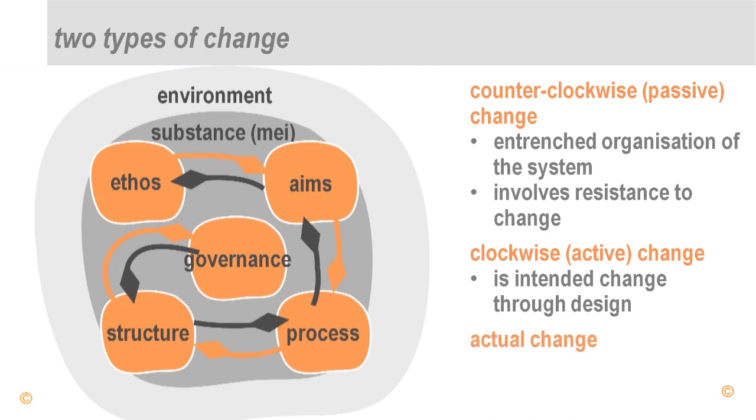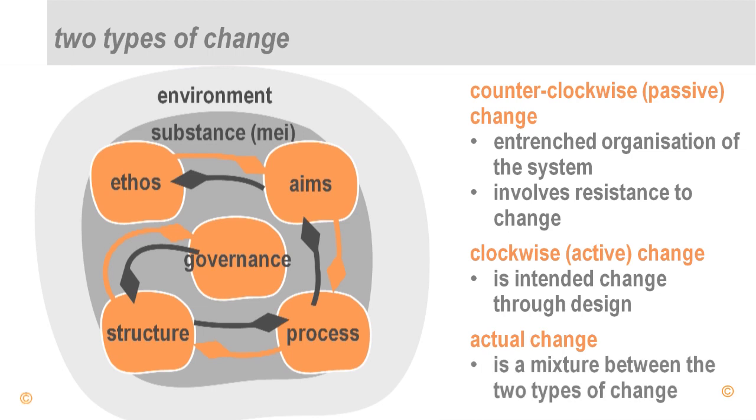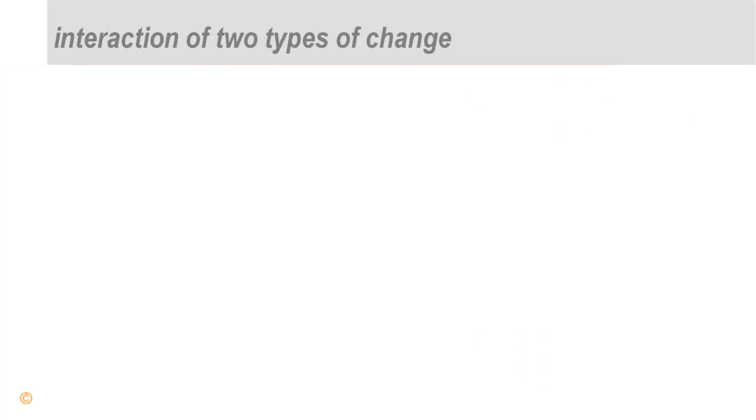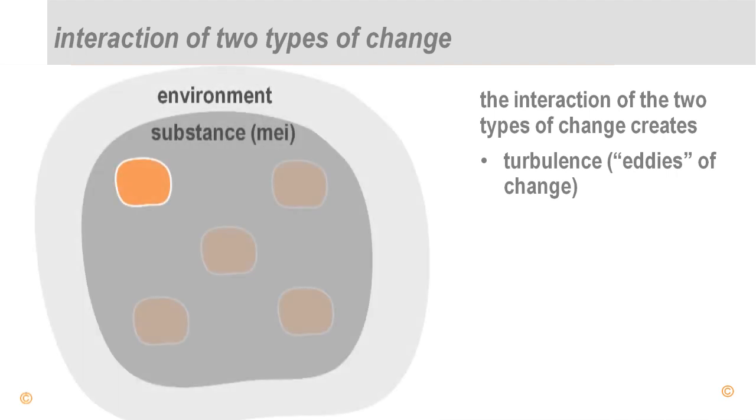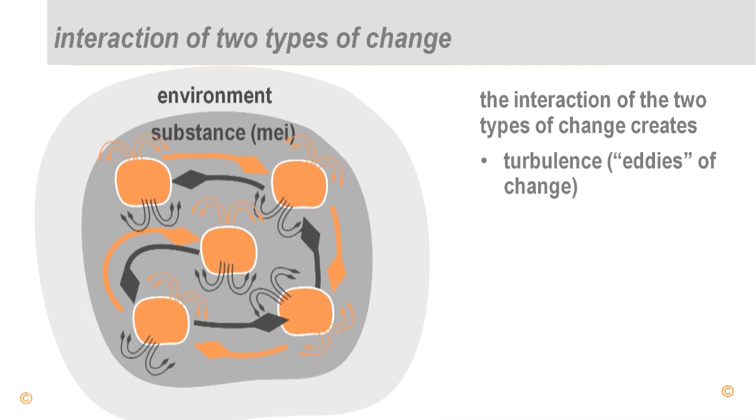The actual change that happens once I introduce a new change intentionally is a mix between the 2 changes. I may have the intention to change the system in one way, but the resistance to it takes its own form, and we have, first of all, turbulence. So as the 2 forces of change hit each other, there will be turbulence created, or eddies of change that occur. And the emergence that occurs as a result of that turbulence, which leads to the actual change, is unpredictable.